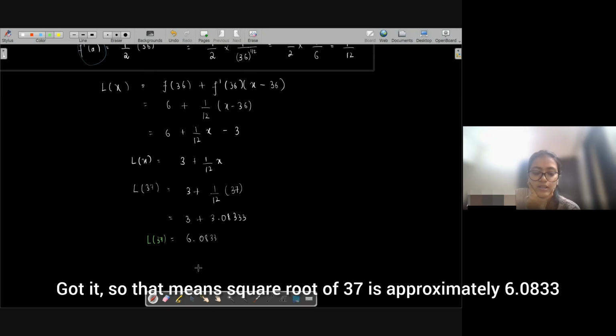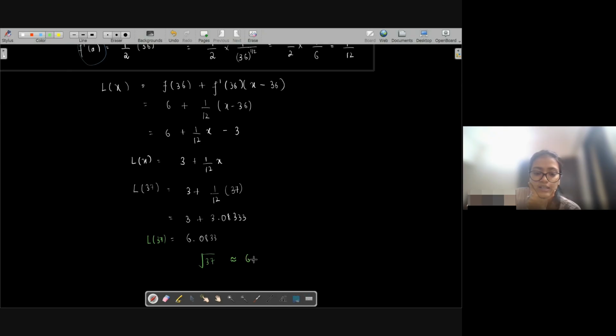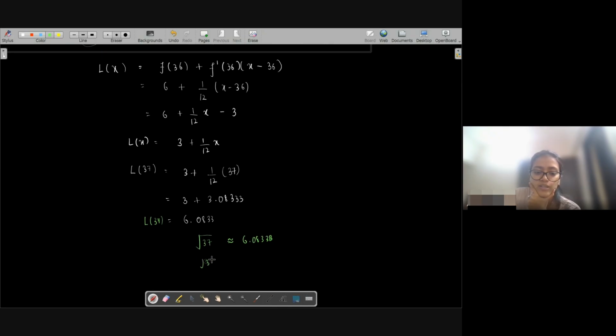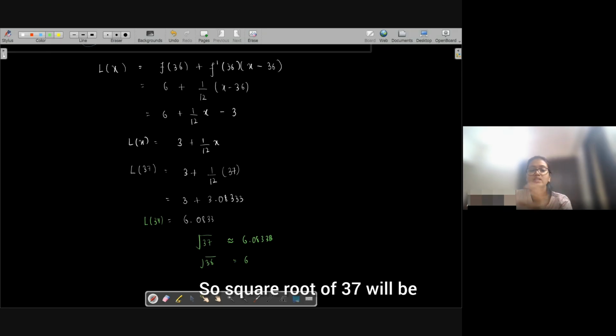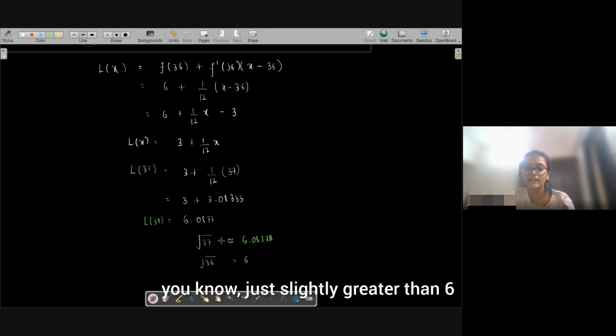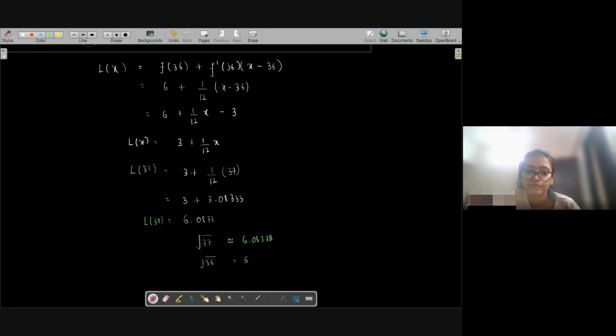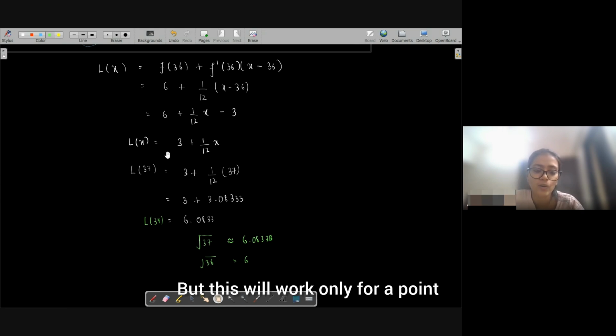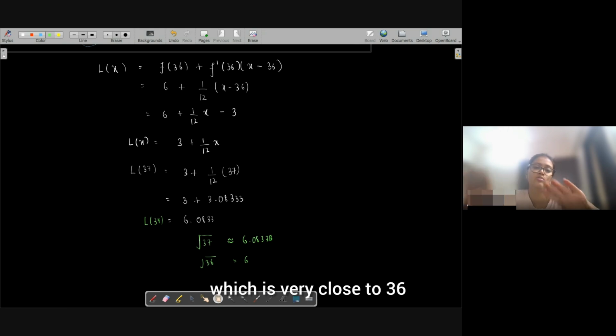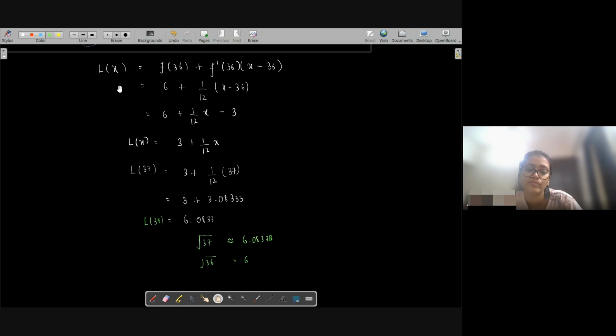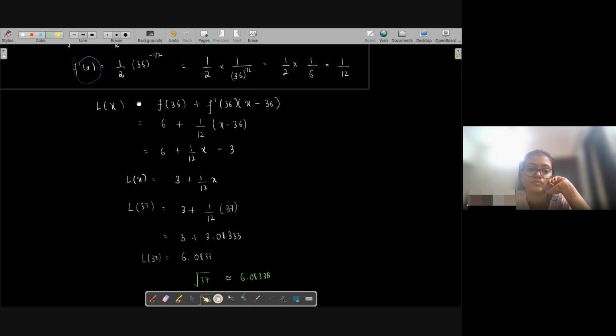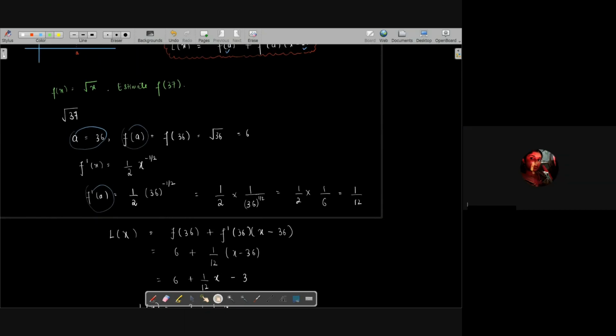So that means square root of 37 is approximately 6.0833, which makes sense because we know that square root of 36 is 6. So square root of 37 will be just slightly greater than 6. But this will work only for a point which is very close to 36.